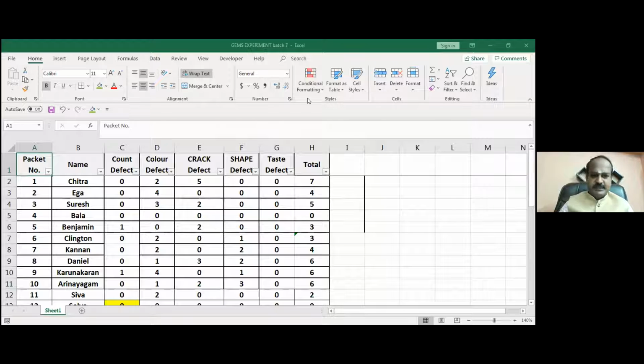So Ravi sir, I will quickly take another 10 minutes for the GEMS experiment. You can be in the meeting, and then you can introduce the analyze phase. Yes, sir, no issues.